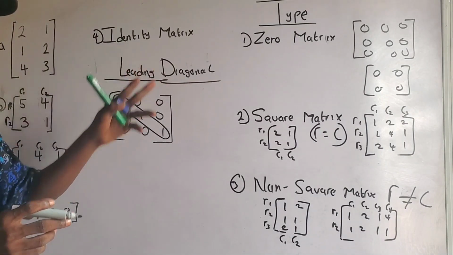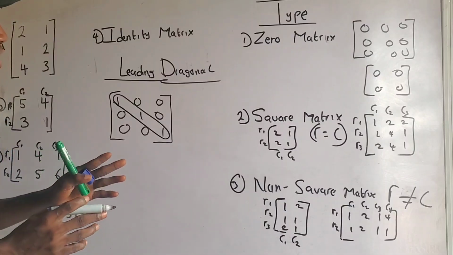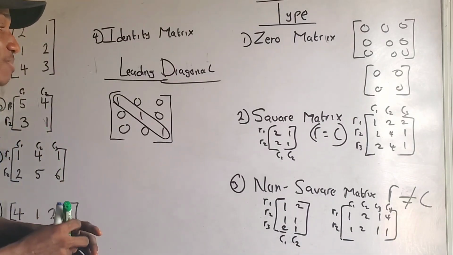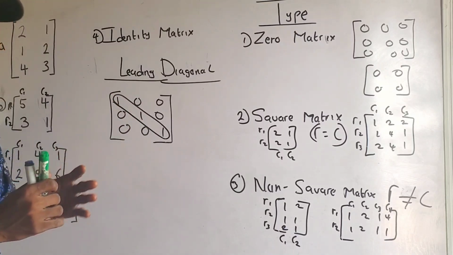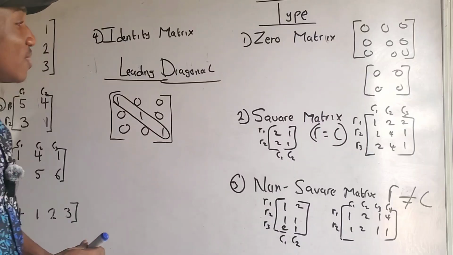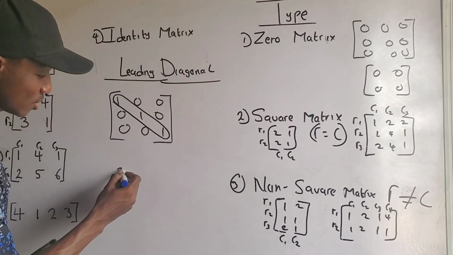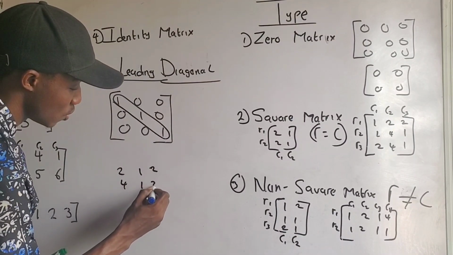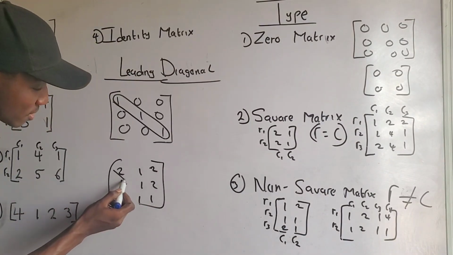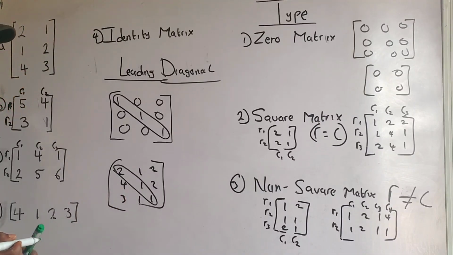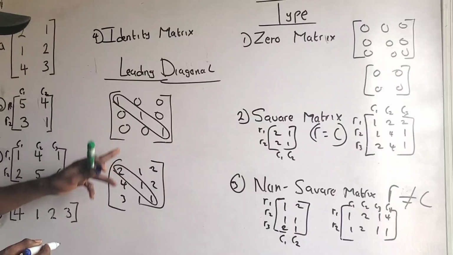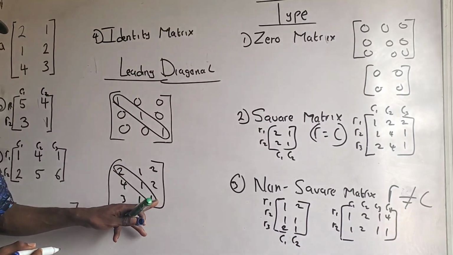Are you getting it? Listen to the explanation again. Any matrix that has all the elements equal to 0 except the elements in the leading diagonal, that matrix is called an identity matrix. Okay? Now, another matrix: 2 1 2, 4 1 2, 3 1 1. Now, the leading diagonal in this matrix is what? This is the leading diagonal. The leading diagonal is the elements that range from the top left to the bottom corner. Are you getting what I'm trying to say?